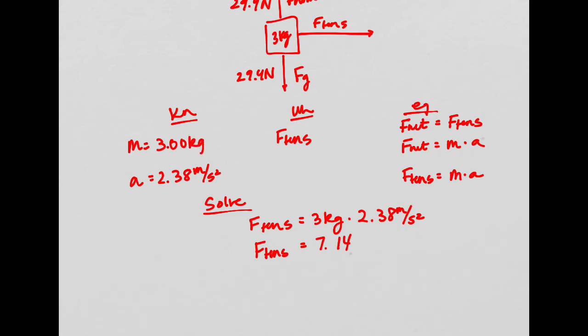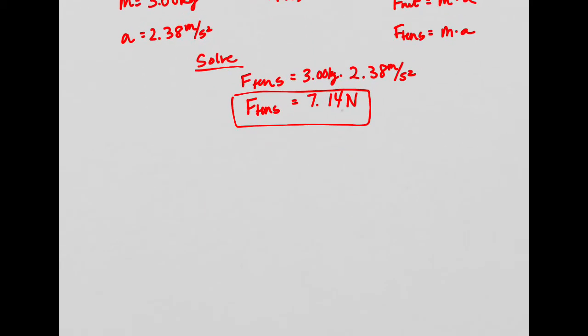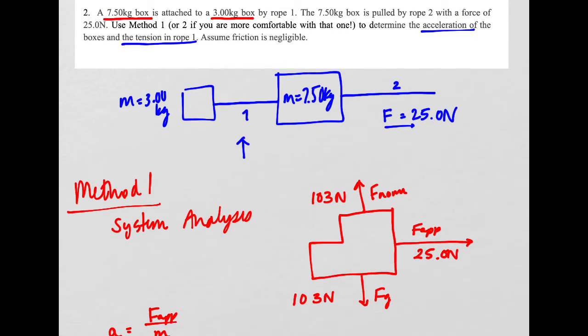3.00, that's important because we need to keep track of our significant figures. 3.00 kilograms. All right, so our answer should have three significant figures, and our tension force is 7.14 newtons that exists in rope 1. Remember, that's what we were looking for.